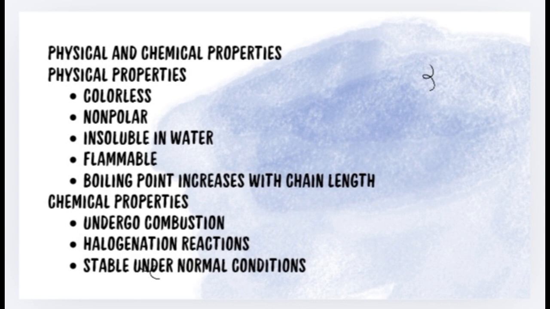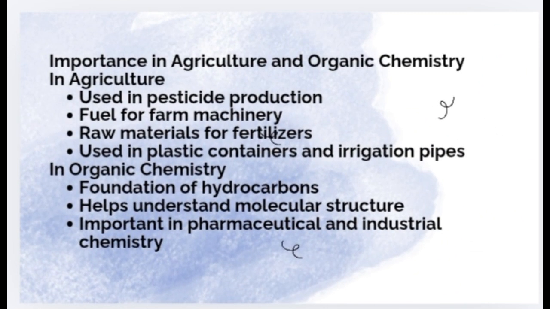Slide number 10. Physical and chemical properties. Lastly, let's discuss the physical and chemical properties. Most constitutional isomers of alkanes are colorless, nonpolar, insoluble in water, and flammable. Their boiling point generally increases as the carbon chain becomes longer. Chemically, they undergo combustion and halogenation reactions, and are stable under normal conditions. Now, let's proceed to slide number 11.